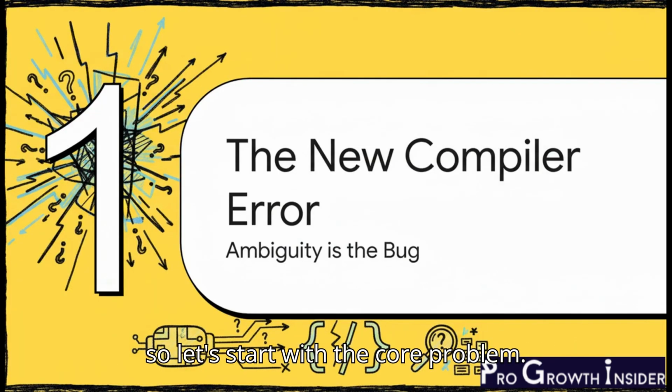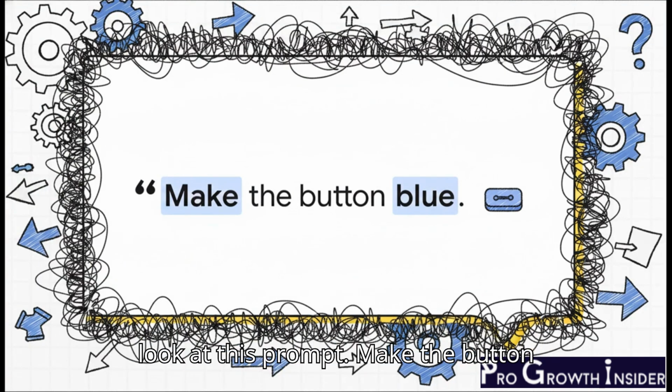Okay, so let's start with the core problem. Ambiguity is the new syntax error. The only difference is there's no compiler to warn you that you've messed up. I mean, look at this prompt. Make the button blue. Seems pretty simple, right? Perfectly clear. Well, to an AI, this is a trap waiting to be sprung.